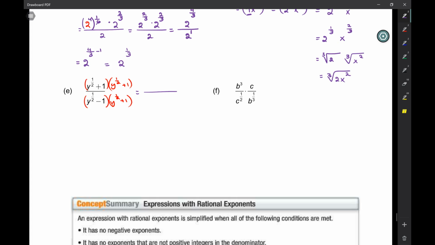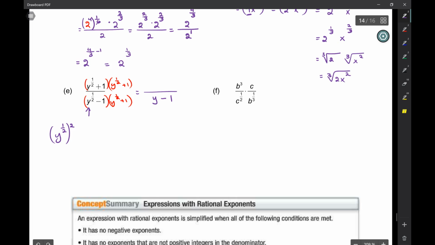Right, look at this. I have a minus b, a plus b, right? So I need to square the first, square the last, put a minus in the middle. So if I square this one, what do I get? Y minus 1, not to the 1/4, because if I square it like this, it'll be y to the 2/2, so it's y to the 1.